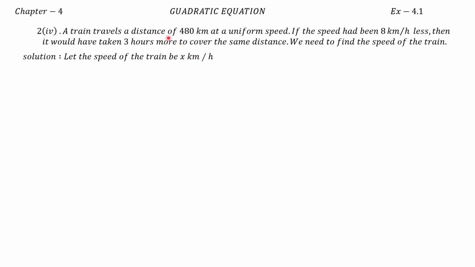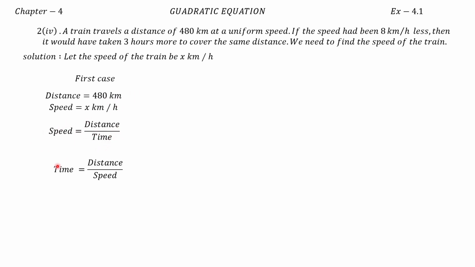If you see clearly from the question, there are two cases here. Firstly, the train travels a distance of 480 kilometers at a uniform speed. It means that the given distance is equal to 480 kilometers. Speed is equal to x kilometers per hour, because in the first case we don't know the speed, so we let x be the speed of the train. We use the formula of speed: speed is equal to distance by time. We want time here, so time is equal to distance by speed. Substituting the values of distance and speed in this formula, we get time is equal to 480 by x. This is the first case.